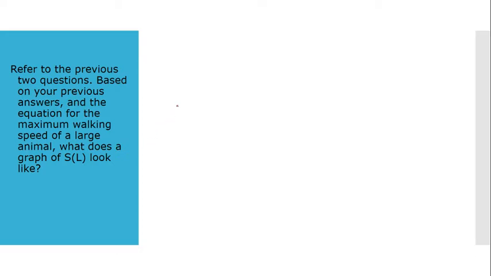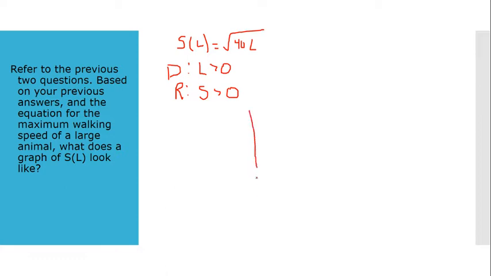Refer to the previous two questions. Based on your previous answers and the equation for the maximum walking speed of a large animal, what does a graph of S of L look like? Well, our equation is S of L equals the square root of 40L. We had that our domain is L greater than 0, and our range is S greater than 0. So if we draw a graph, we only need the first quadrant. Our x-axis is labeled as L, and our y-axis is labeled as S, because those are our inputs and our outputs. And we know that they're both going to be greater than 0.